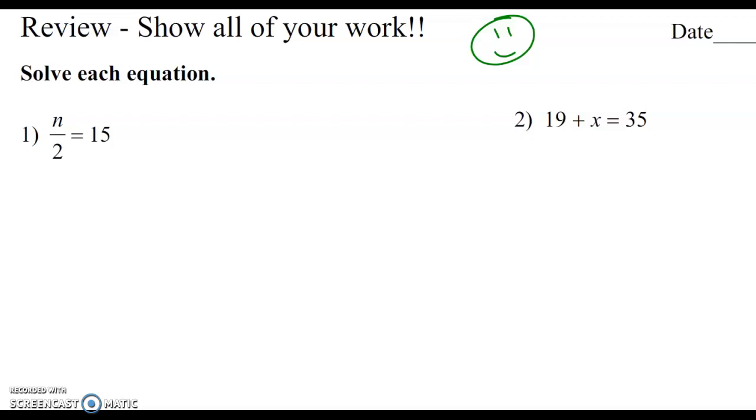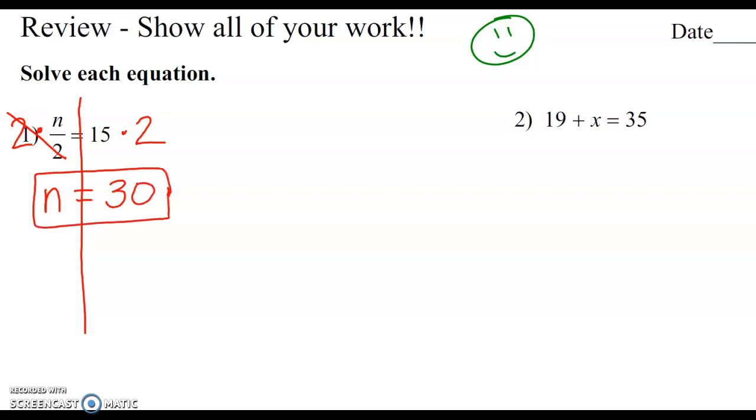So number one, I can see n is not alone because it's being divided by 2. The opposite of divide by 2 is to multiply by 2. So the 2 over 2 cancels. N equals 15 times 2 is 30. I've also posted the key to this so that you can look at that also.